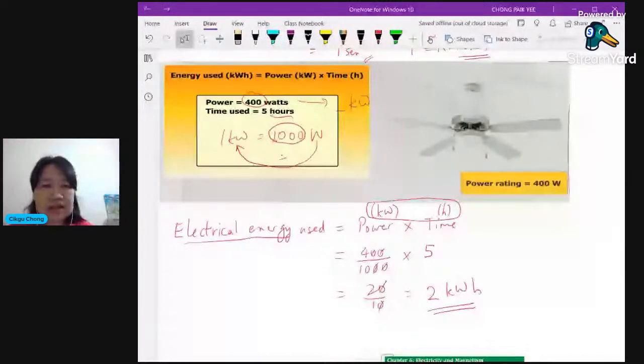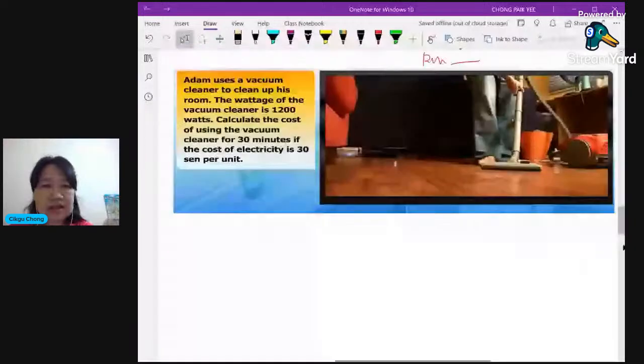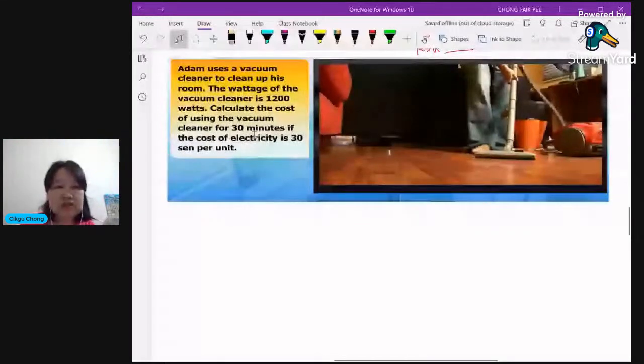All right, Adam uses a vacuum cleaner. Okay, good. You already got 2 kilowatt. Let's try this. He cleans up his room. The power of the vacuum cleaner is 1200 watts. Calculate the cost of using the vacuum cleaner for 30 minutes, if the cost of electrical energy is 30 cents per unit.